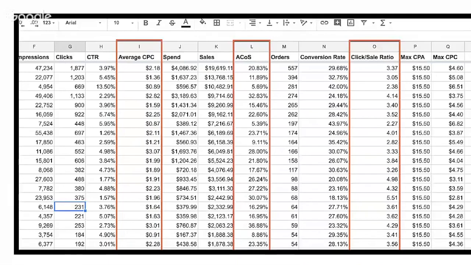Now what I want you to do is, I added these formulas, and you're going to take search term mining in week 5, which is next. We're going to go through your search term report so you know how to do this. But I added this click to sale ratio column.